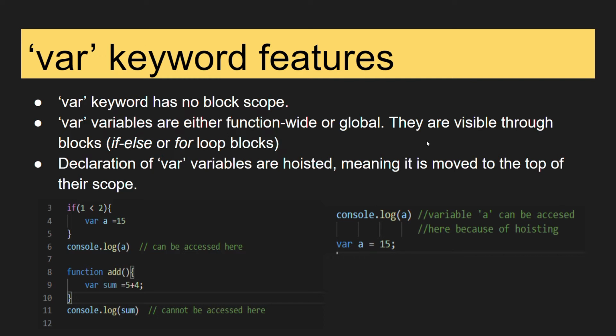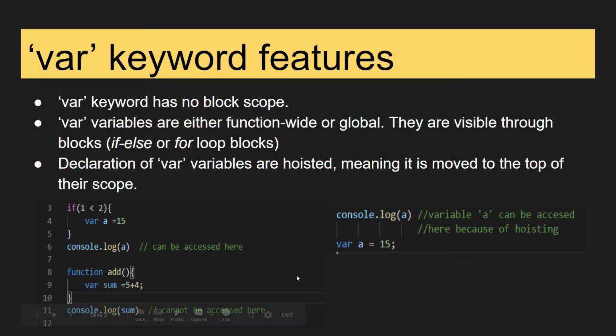Let's talk about var keyword features. The var keyword has no block scope. Var variables are either function-wide or global. They are visible through blocks, if-else, or for loop blocks in general. So var variables are either function scoped or global scoped.